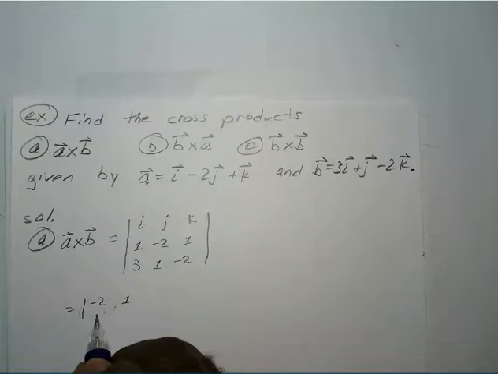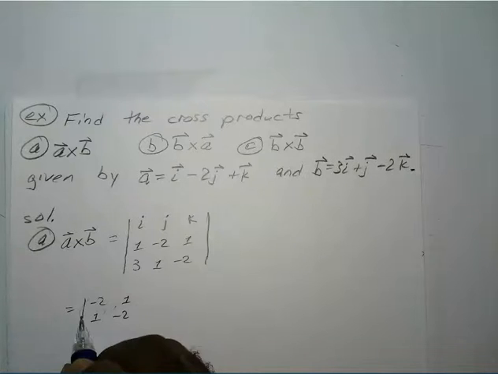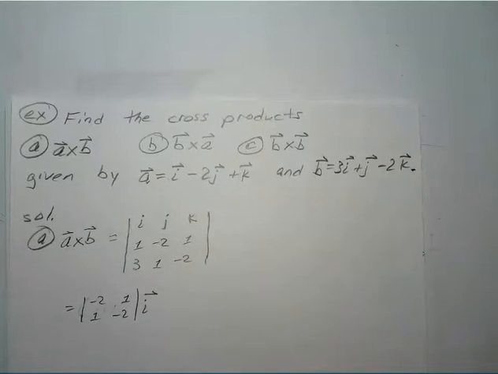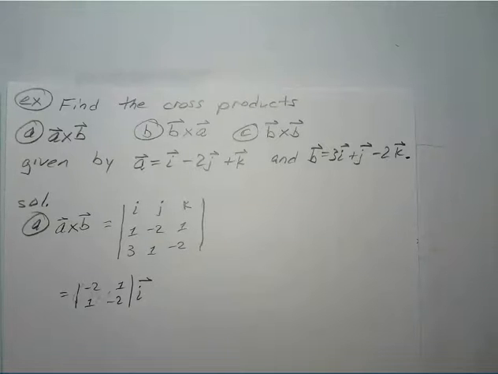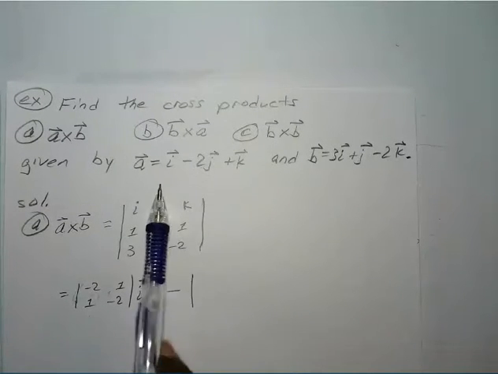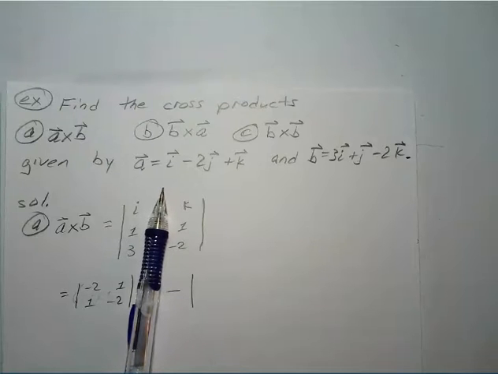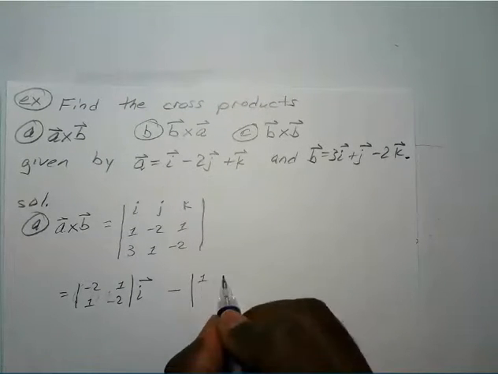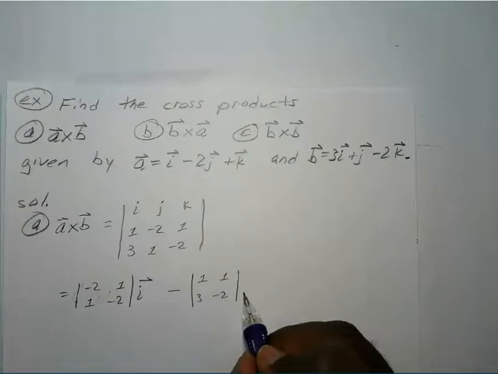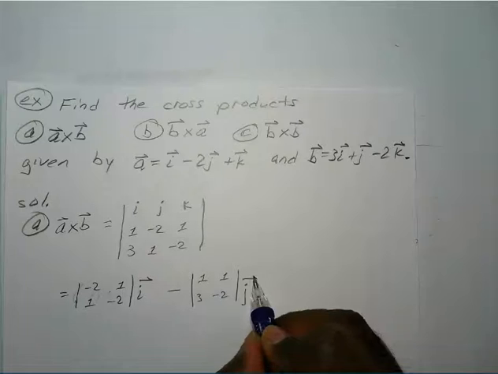-2, 1, 1, -2. And that is times our i vector. Okay, you have minus, if we cover up our j, we have 1, 1, 3, and negative 2. And that's going to be times our j vector.